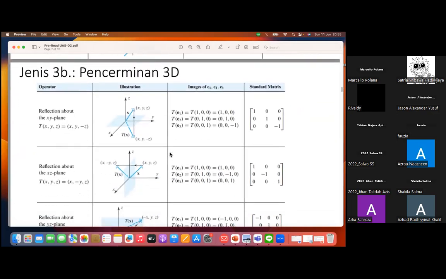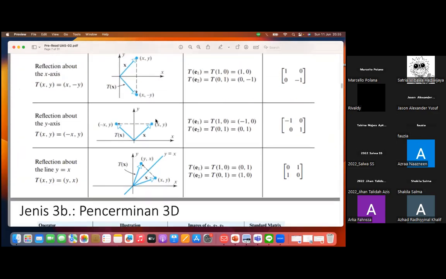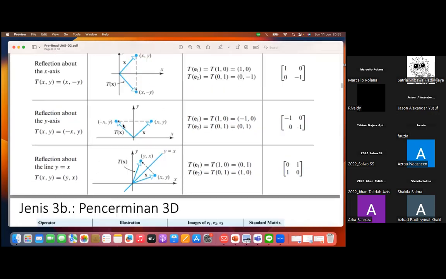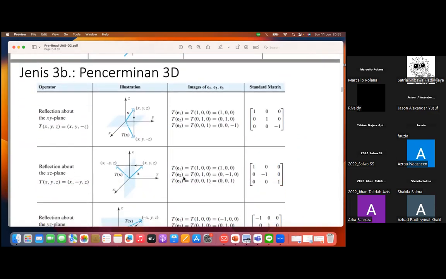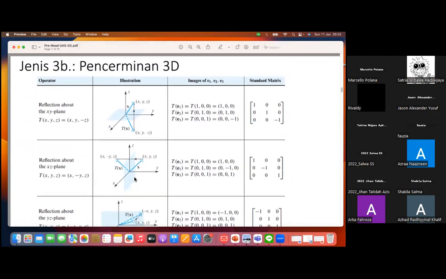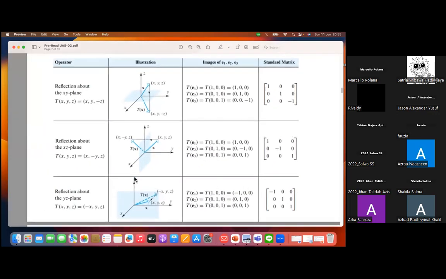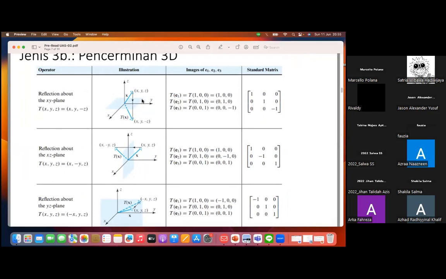This is 3D reflection. For 2D, it's based on the x-axis, the y-axis, y equals x, and you might get y equals mx or mx plus c, but that's a rare case. However, for 3D, it's no longer reflection on a line. It's based on a plane: the xy plane, the xz plane, and the yz plane.